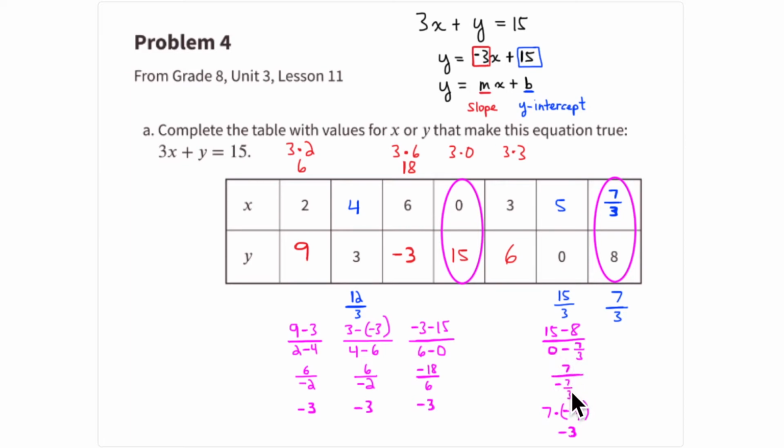But I lost 7/3 units in the x direction because I started at 7/3 and I ended at 0. So that's 0 minus 7/3. This 0 minus the 7/3. So I actually lost 7/3.